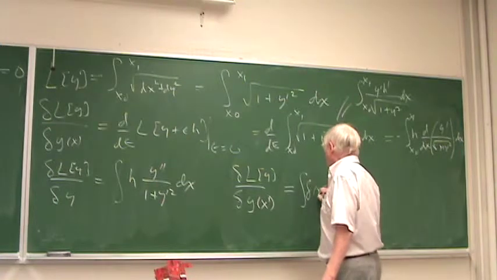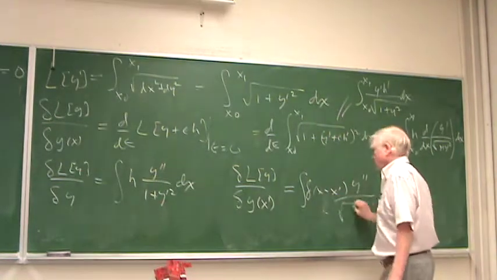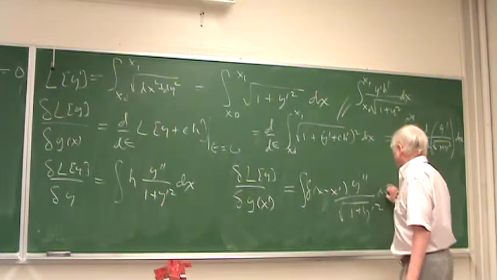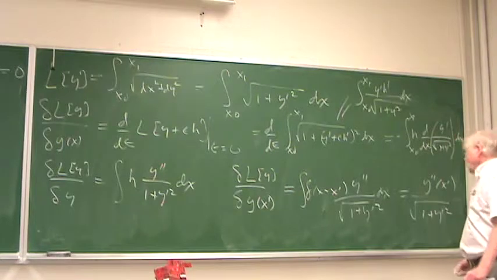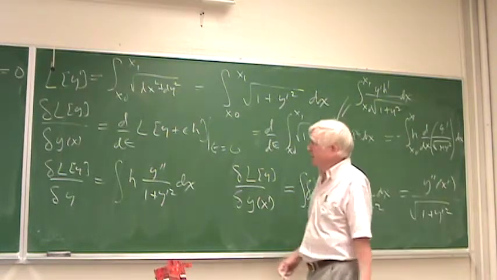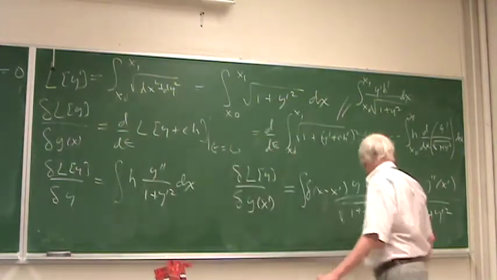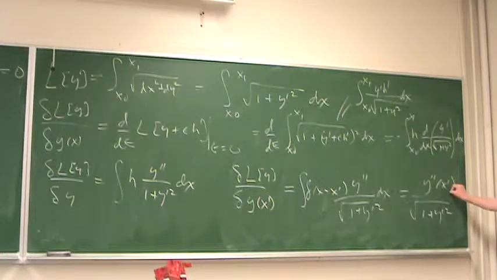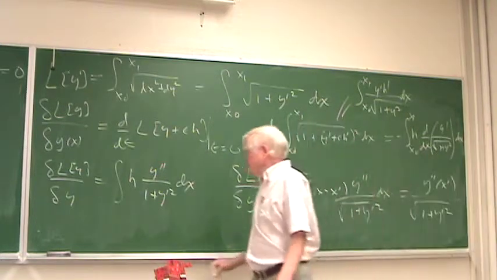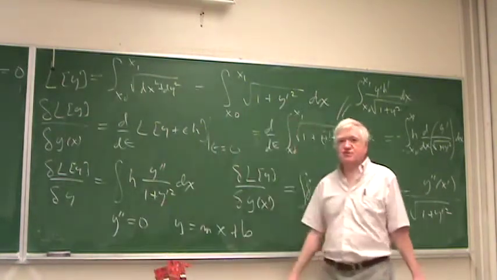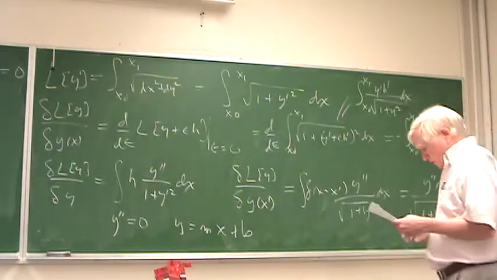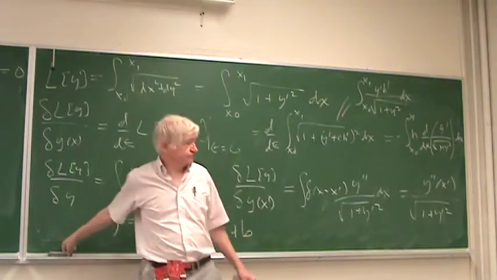Then this would be the integral of delta(x minus x prime), y double prime over the square root of 1 plus y prime squared dx. So this would be y double prime of x prime over the square root of 1 plus y prime squared. And so the condition that this be a minimum, or be stationary, is that this should vanish. Well, if this should vanish identically, then, since the denominator is positive, we have to have y double prime equal to 0. So the answer is y double prime is 0, so y is equal to mx plus b. Y is a straight line. So that's what you knew.